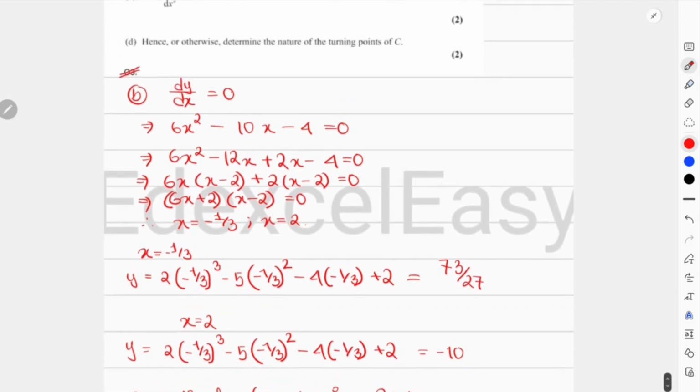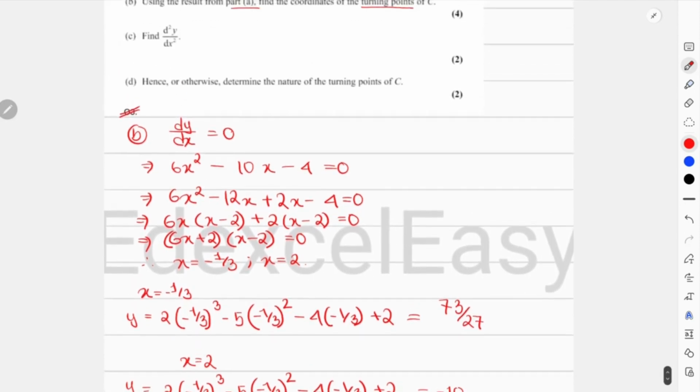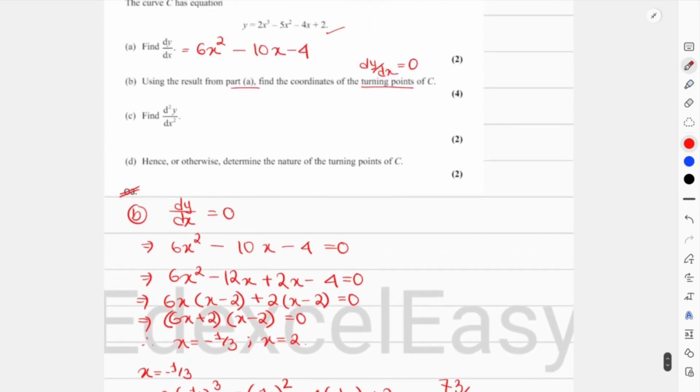Okay, now in part C, they want you to find out the double differentiated equation, which we can again do over here. 2 comes in front, so it becomes 12x minus 10, right? Yeah, this is the double differentiation equation. Now you need to find out the nature of the turning points, which we explained previously.